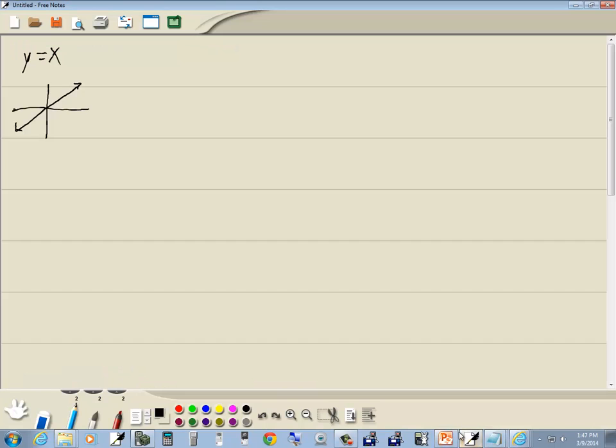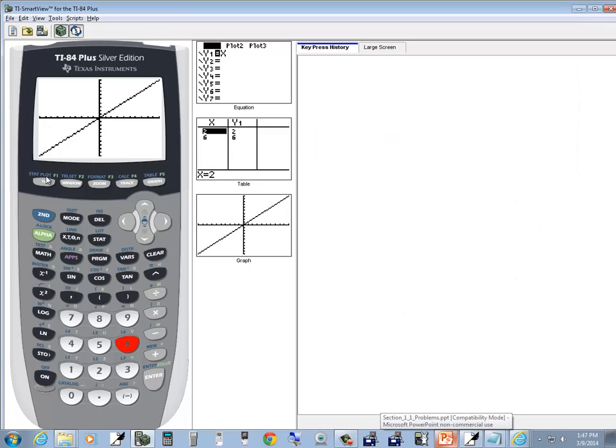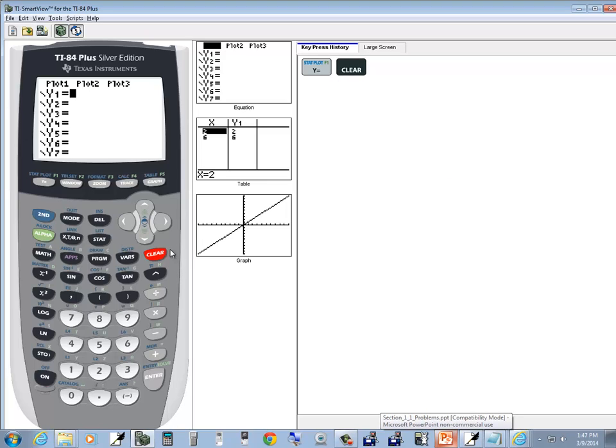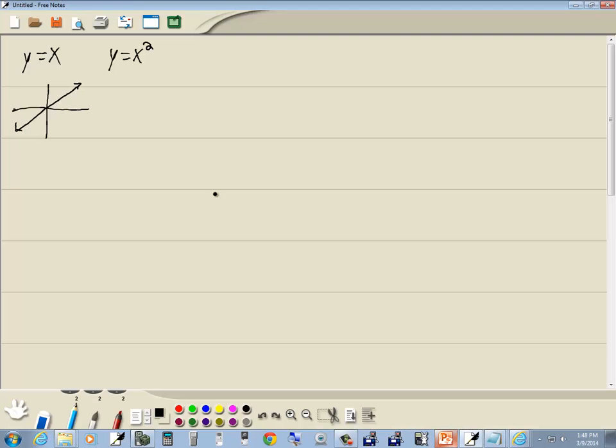Let's look at our next building block. We've got y is equal to x squared. Well, I'm going to press my y equals, press my clear, I'll do my x key, and then we'll push the x squared button, and then graph. And that would be our answer.